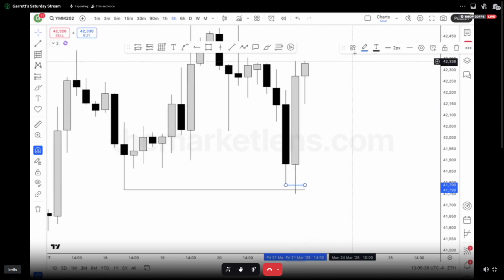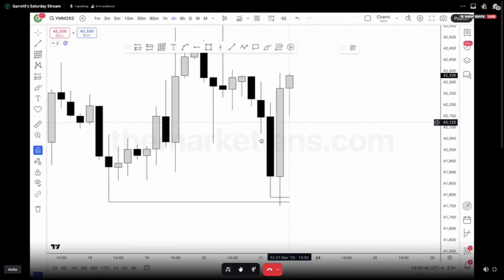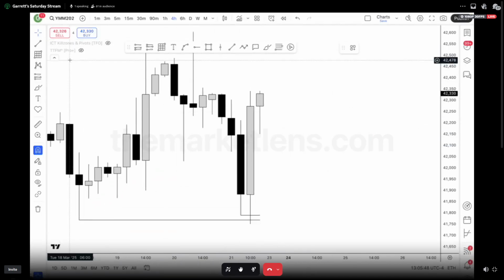First, let's go over this real quick. We have a key level being hit. Now we ask ourselves, does the daily support expansion? The answer is no, right? Because obviously, whoops, oh my gosh, I don't know why it does this.